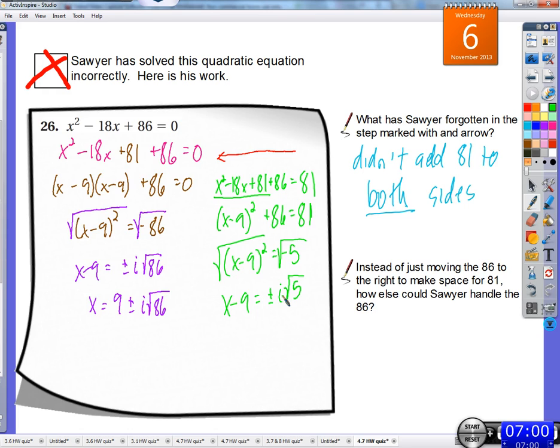All right. Want to get x by itself? Add 9 to both sides. x equals 9 plus or minus i root 5. So we get imaginary solutions.